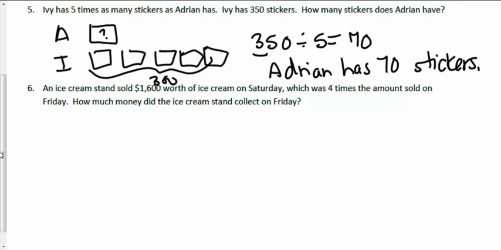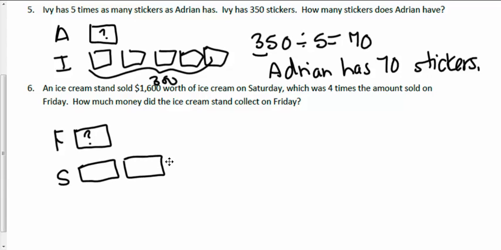An ice cream stand sold $1,600 worth of ice cream on Saturday, which was 4 times the amount sold on Friday. How much money did the ice cream stand collect on Friday? So I've got Friday and I've got Saturday. I don't know how much they sold on Friday. That's the part that I'm trying to figure out. That's where my question mark goes. But I know that they sold exactly 4 times as much on Saturday as they did on Friday. So notice that these boxes I'm trying to make them the same size as the one on Friday.